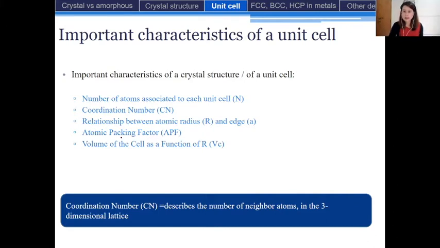So there are some important characteristics to describe the unit cell. First, the number of atoms associated to each unit cell is an important characteristic, and we represent it by n. There is a coordination number, Cn, which describes the number of neighbor atoms in the 3-dimensional lattice. We have also the relationship between the atomic radius and the edge length, a. The atomic packing factor, APF. So we are going to define what is the atomic packing factor, and the volume of the cell as a function of the radius of this atom.